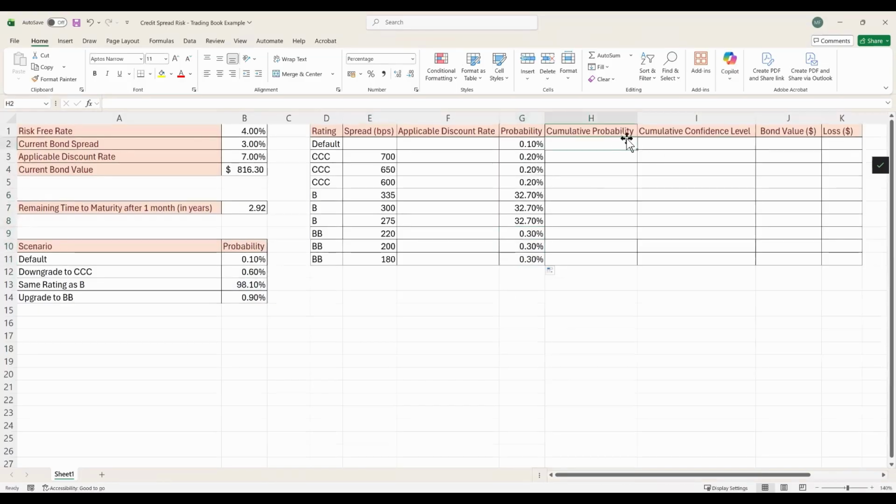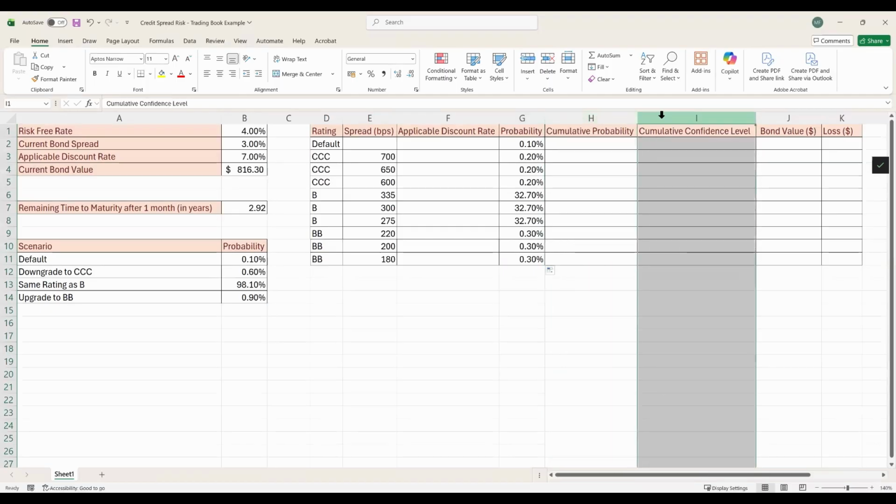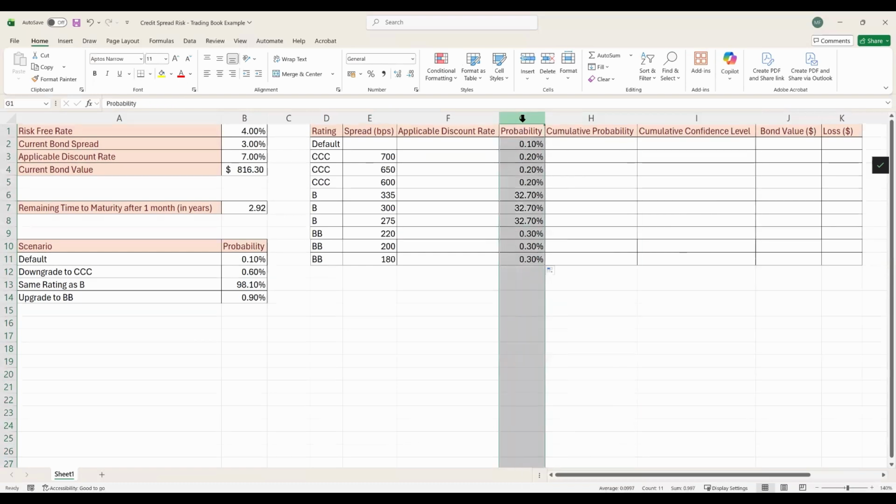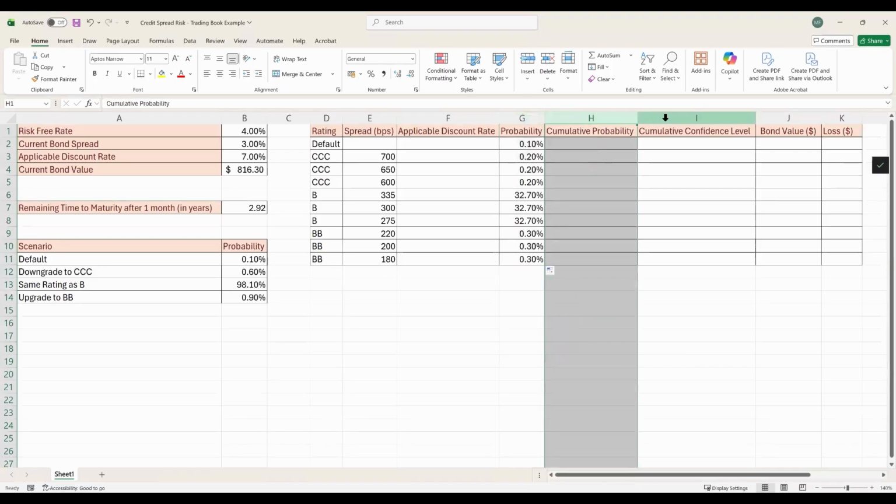Cumulative probability. Now these two columns, column H and column I, I have added because in the GARP example only the VAR interpretation was given based on this column probability only. But if you want to appreciate the VAR at a certain confidence level, I think it will be really helpful if we have column H and I as well.